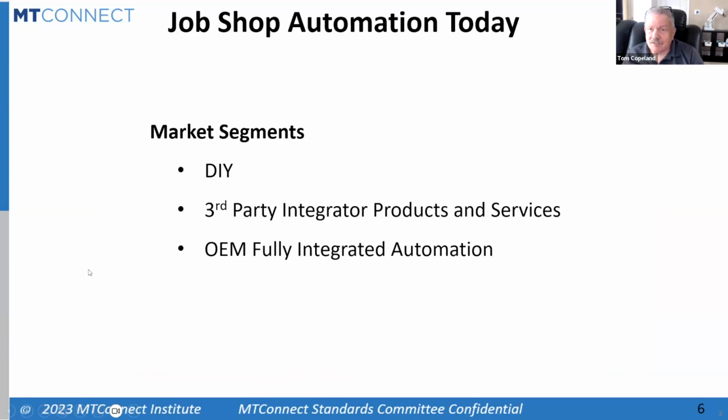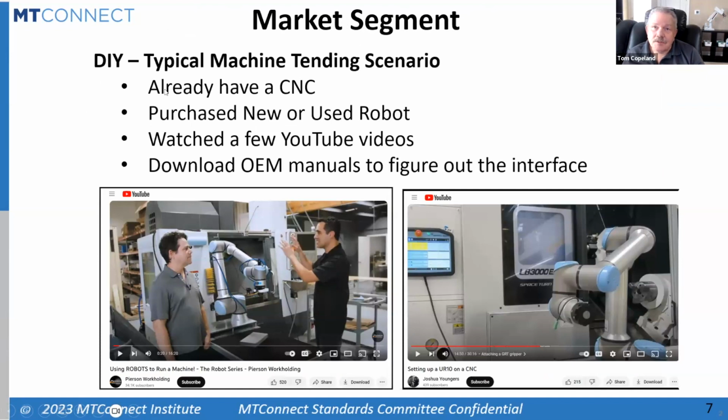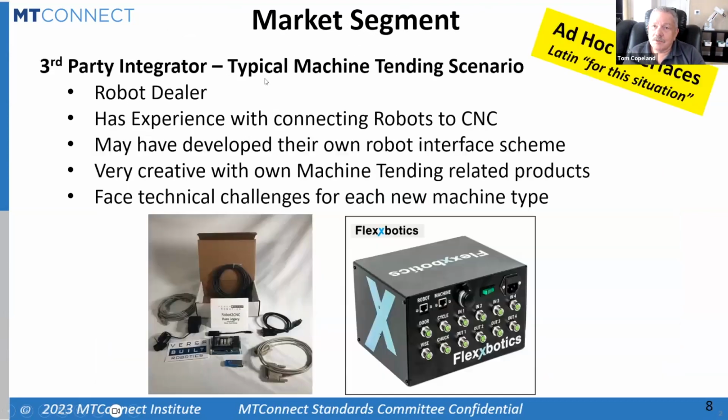The market segments that I singled out start with the do-it-yourself group. They already have a CNC. They purchased a newly used robot. They watched a few YouTube videos and downloaded the manuals to figure out the interface themselves. So you'll find a handful of videos on YouTube.